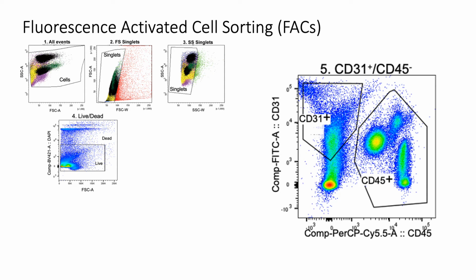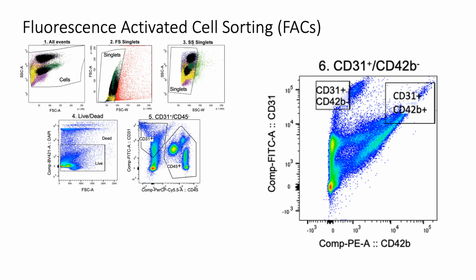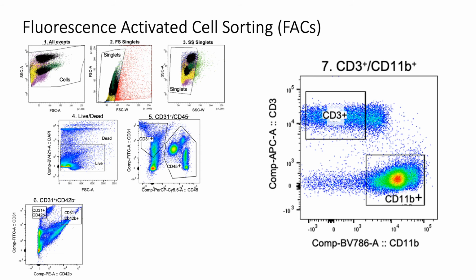We then sort the single live cells into CD31 positive and CD45 positive, which correspond to endothelial cells and leukocytes respectively. The CD31 positive cells are then sorted into CD42B negative, which are endothelial cells, and CD42B positive, which are platelets.